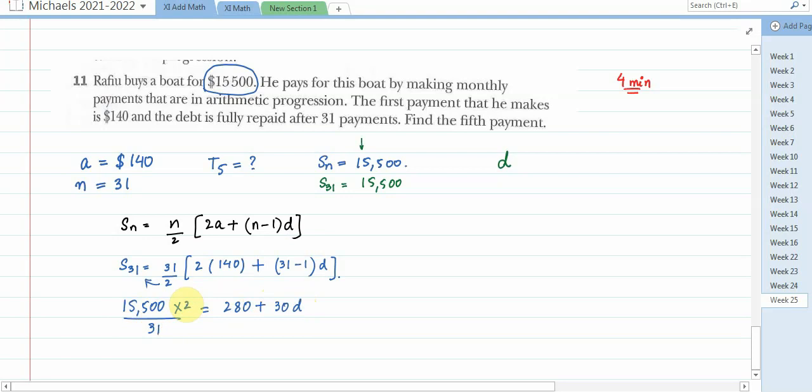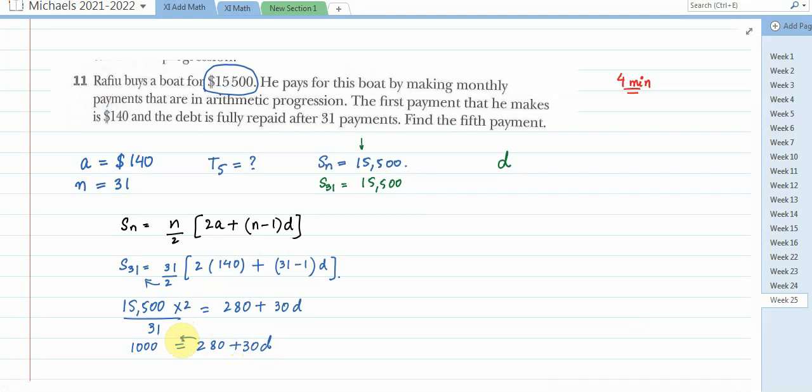So 15,500 times 2 divided by 31, that leads to 1000. Alright, so now you got 1000 is equal to 280 plus 30d. You need to shift 280 to the left side, so 1000 minus 280 and divided by 30. So you got the value of the difference, that is 24.